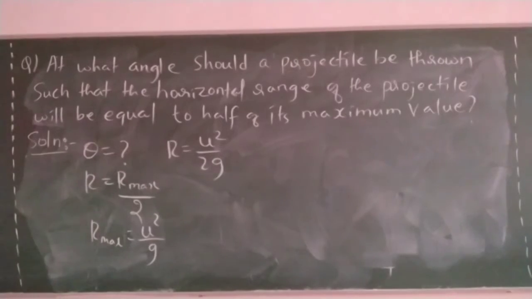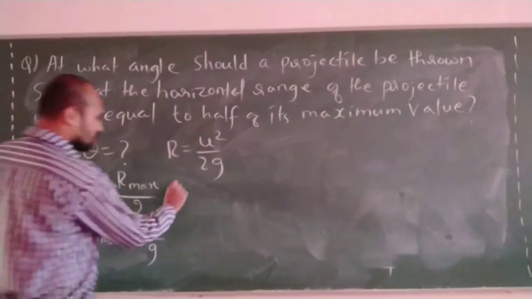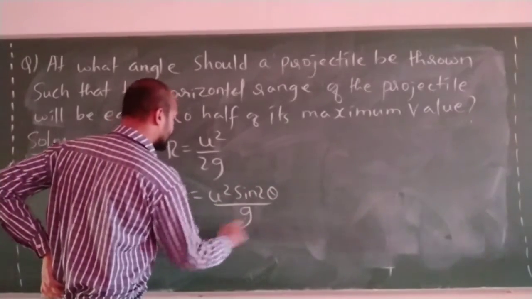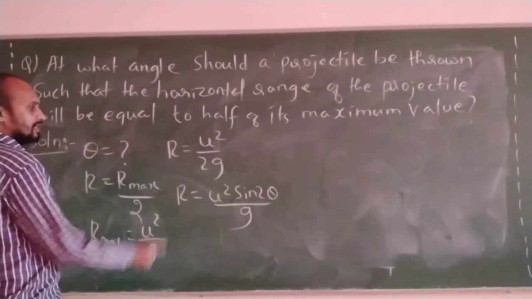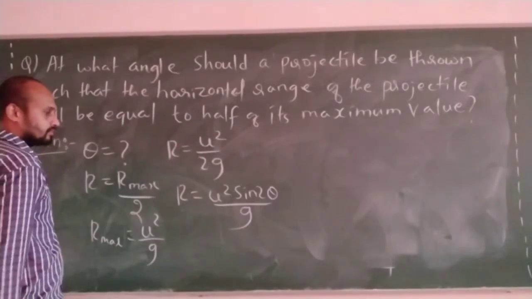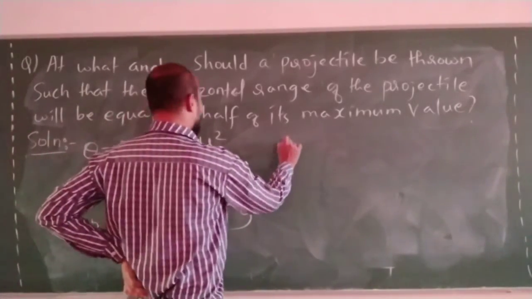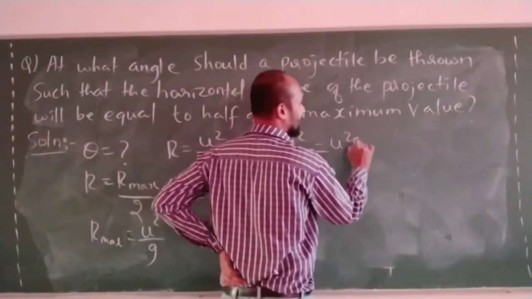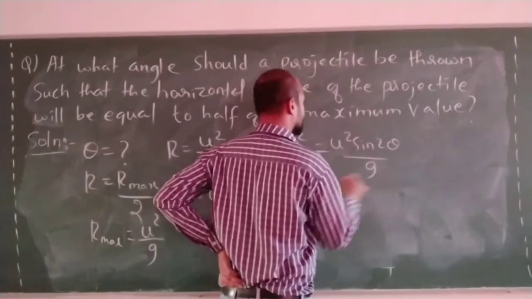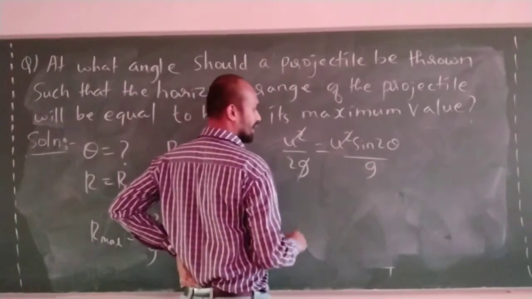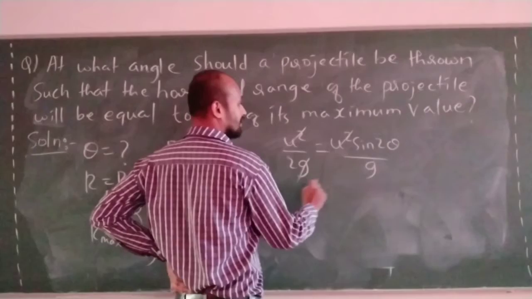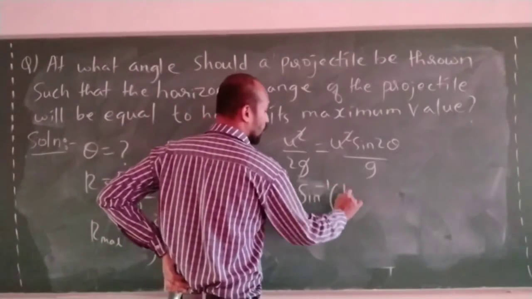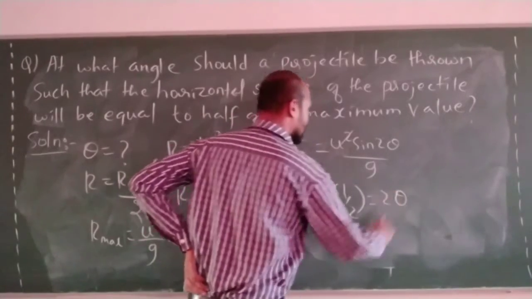What I need to find? I need to find theta. So R is equal to U square sin 2 theta divided by G. This is R. R is equal to U square by 2G. So I will equate them. If I equate them, U square by 2G will be equal to U square sin 2 theta divided by G. G, U square is getting cancelled. What you will get? You will get sin 2 theta equal to 1 by 2.